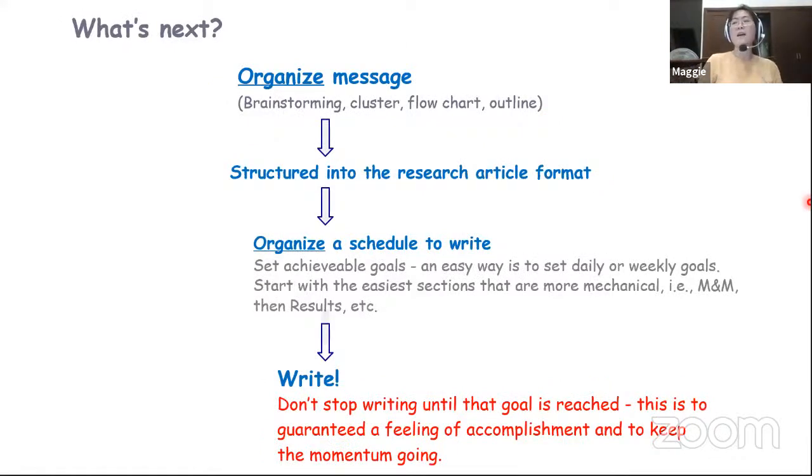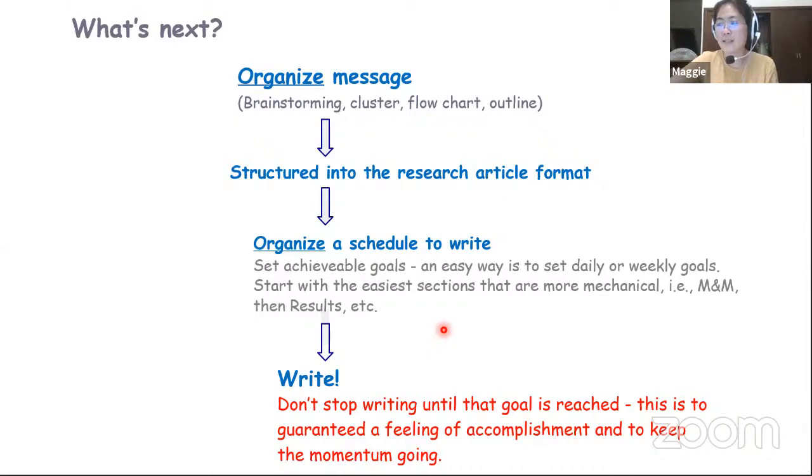Okay, then after you organize the message using either brainstorming, concept map, issue tree, or outline, next you can structure all the information into the research article format, and then organize a schedule to write. Set achievable goals. I think that's very important. Don't make it too hard to achieve. So you set achievable goals, and an easy way is to set daily or weekly goals.